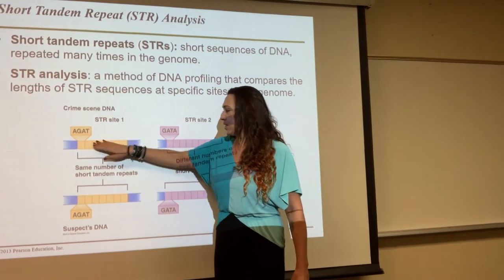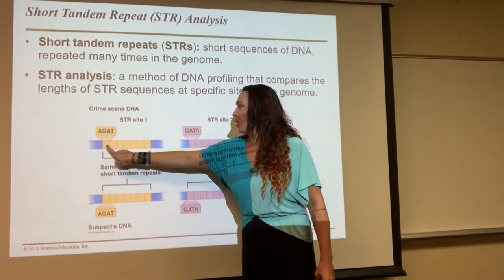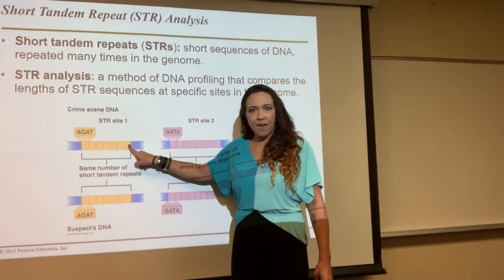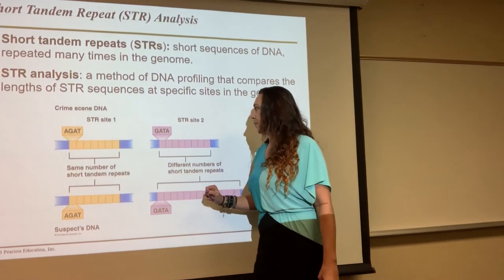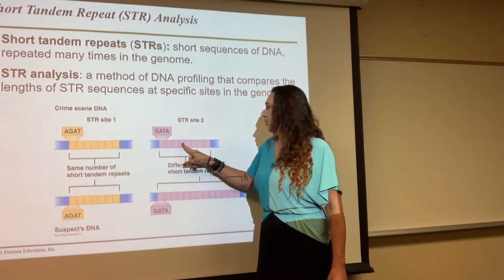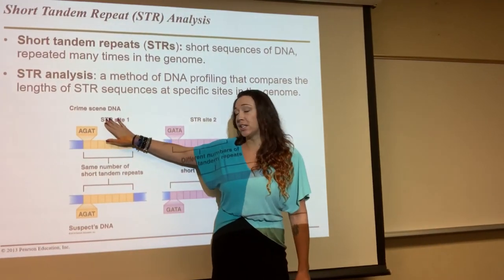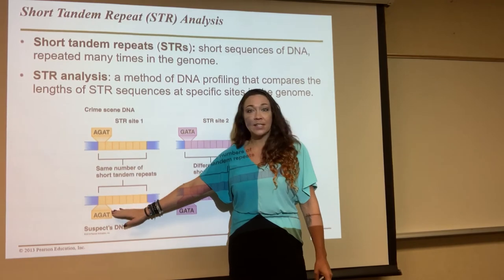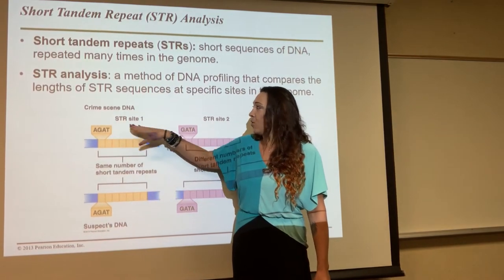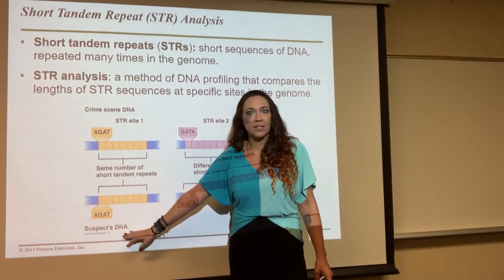So if we look at this STR site, we can see they have 1, 2, 3, 4, 5, 6, 7 STRs in this particular site. In this one, they have 1, 2, 3, 4, 5, 6, 7. If I were to compare just one STR site, you see that this has 7 and this has 7. So the crime scene DNA matches the suspect's DNA.